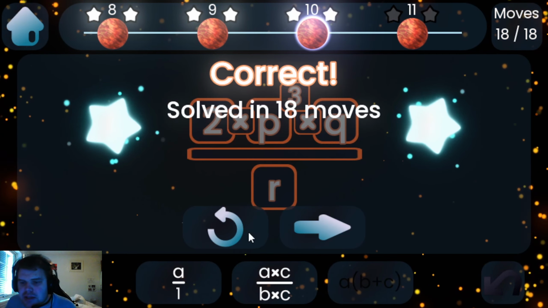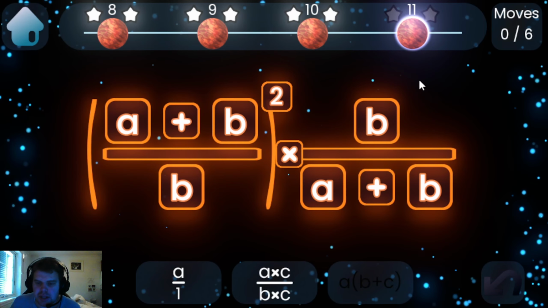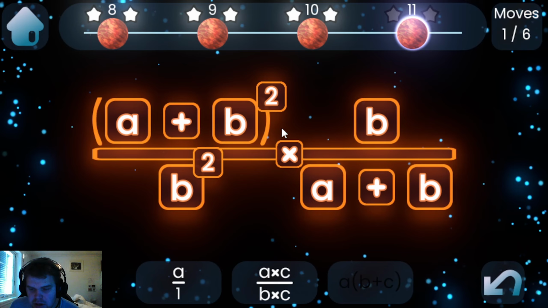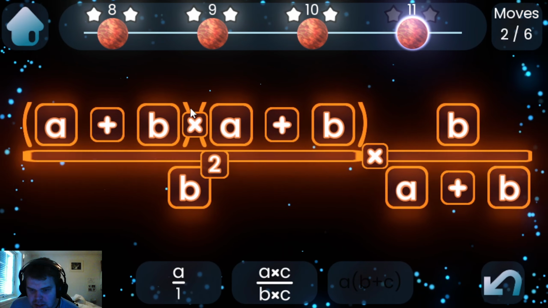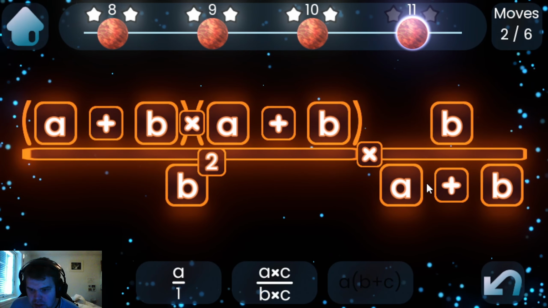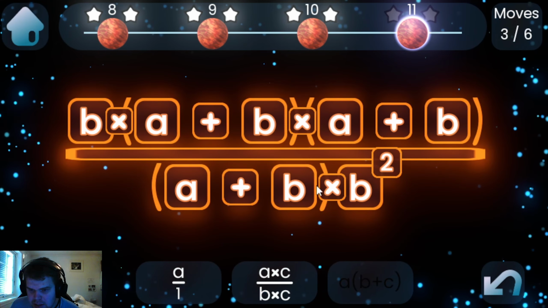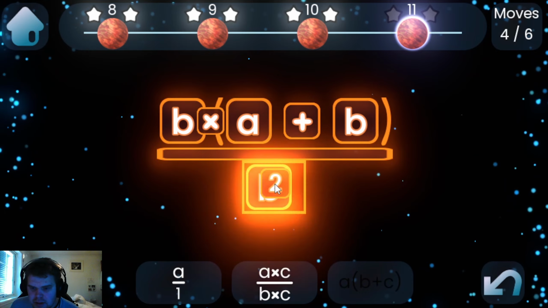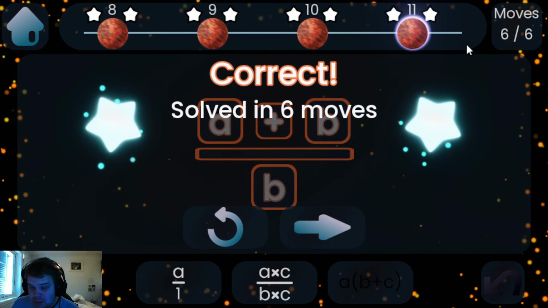18 moves. Whew. That's a tricky one. It's a fun one, though. 18 is a lot. Oh, yeah, so this one you've got to be careful. You do not want to start doing this, because you have an a plus b over here. If you add these together, you can take a whole a plus b and cancel a whole a plus b here. That's a really cool trick there, because it's only 6 moves.